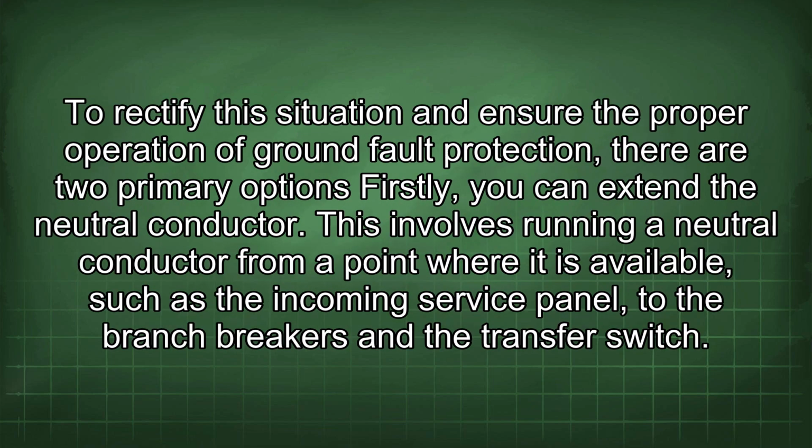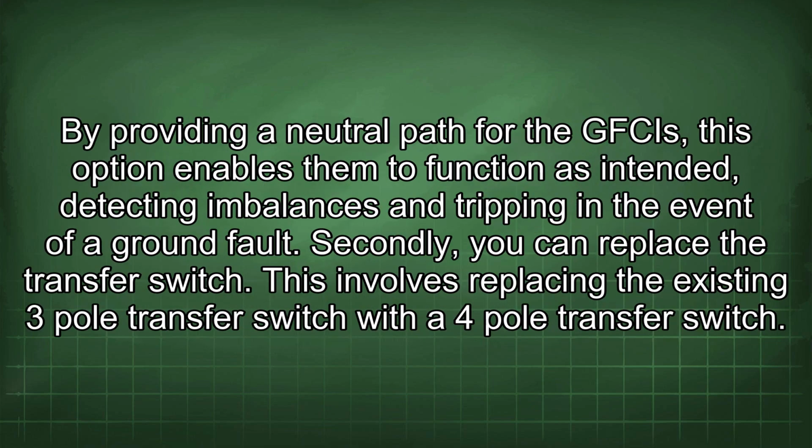To rectify this situation and ensure the proper operation of ground fault protection, there are 2 primary options. Firstly, you can extend the neutral conductor. This involves running a neutral conductor from a point where it is available, such as the incoming service panel, to the branch breakers and the transfer switch. By providing a neutral path for the GFCIs, this option enables them to function as intended, detecting imbalances and tripping in the event of a ground fault.